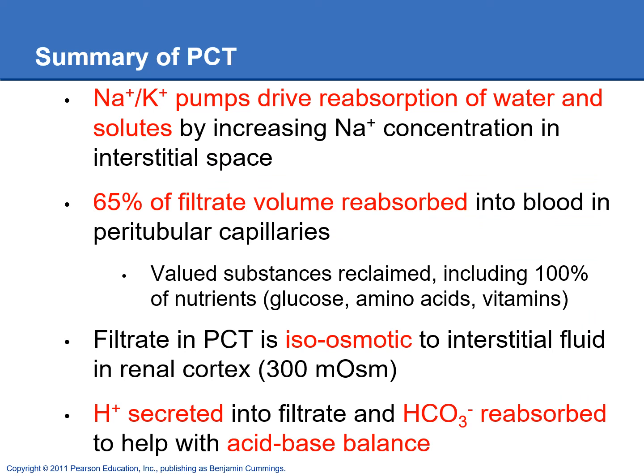And then just a summary of the proximal convoluted tubule. The reabsorption of sodium is going to drive the reabsorption of all the other solutes and water. And remember, the proximal convoluted tubule is our mass reabsorber. So 65% of the filtrate volume will be reabsorbed here, so 65% of the water, and then 100% of the valuable things like glucose, amino acids, and the B and C vitamins. We can also regulate our acid-base balance here by secreting hydrogen ions, so taking them from the blood, putting them into the urine, and then we can also reabsorb some bicarbonate ions.